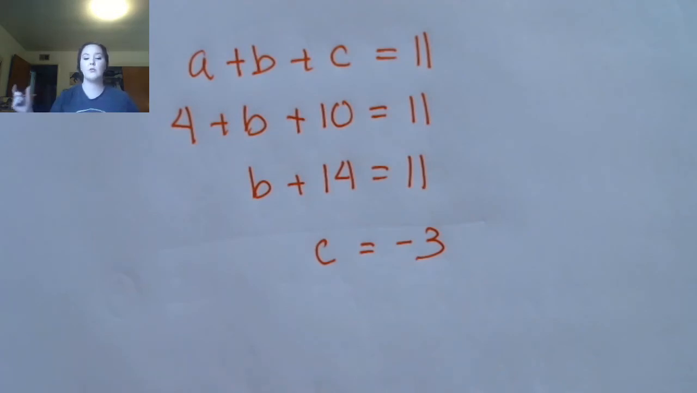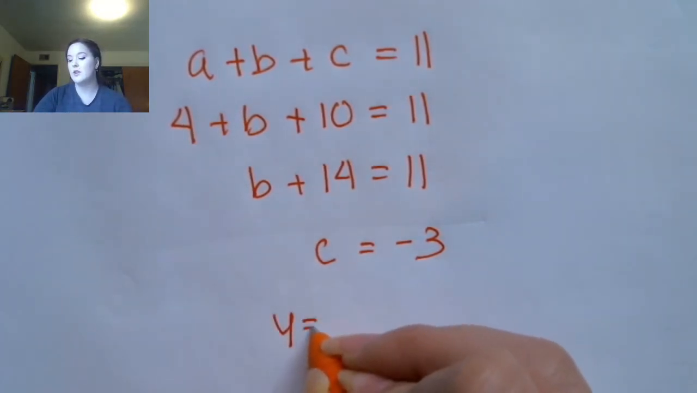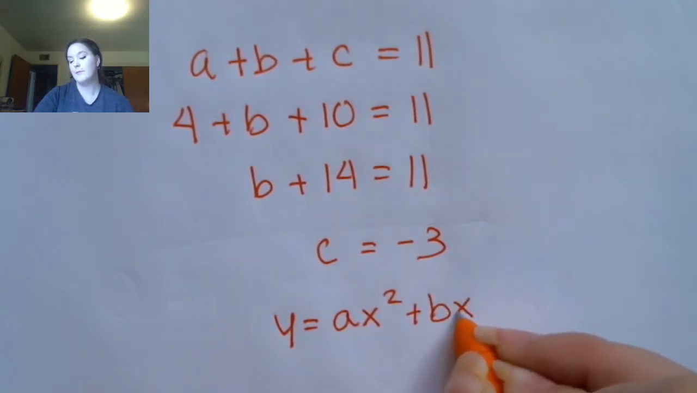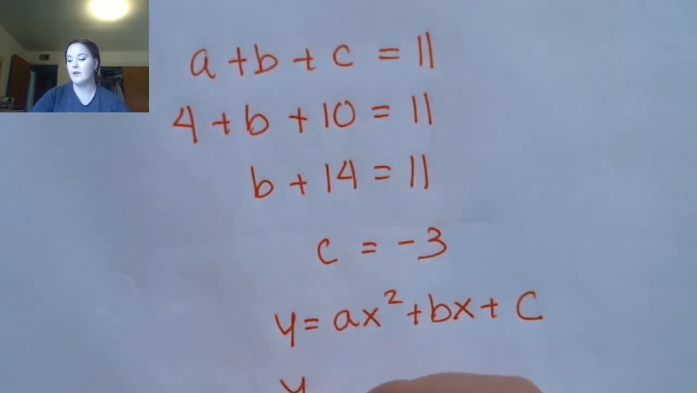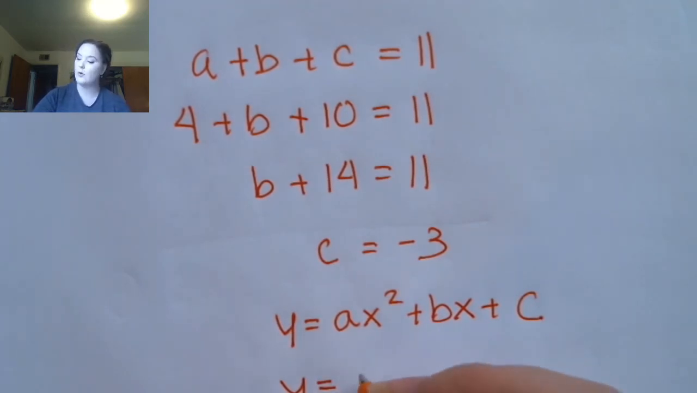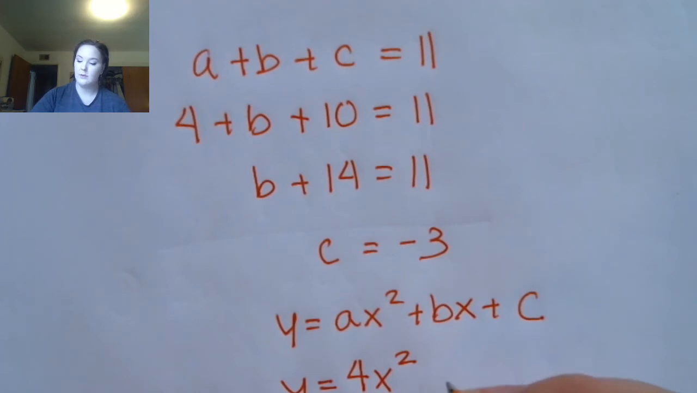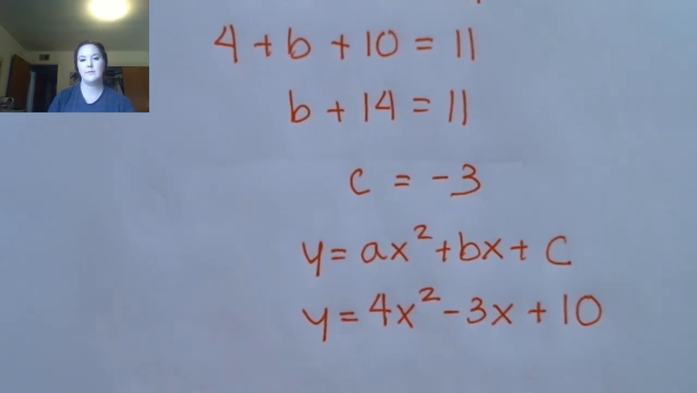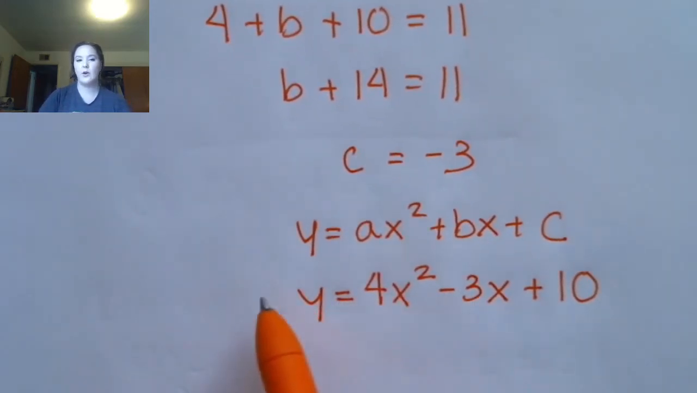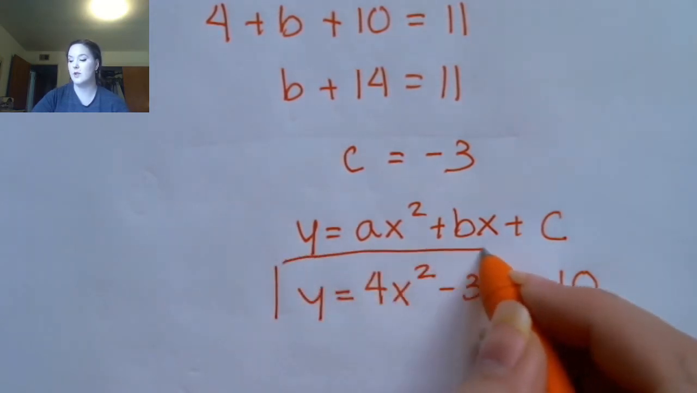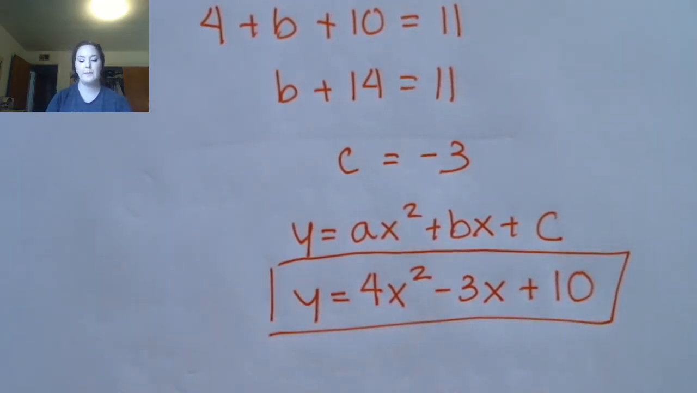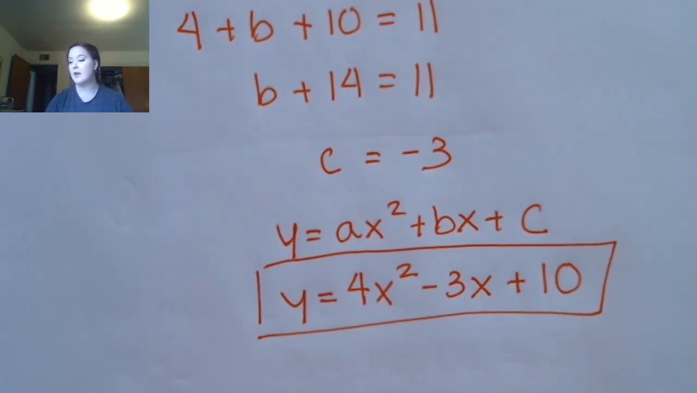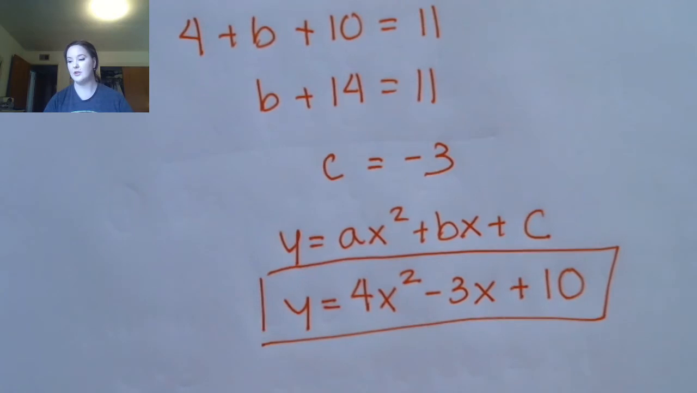Remember, you're not just solving randomly for a, b, and c. We were in this situation. Okay, so we're going to fill in our values for a, b, and c. Okay, so a was 4, b was -3, and c was 10. Okay, so this is the equation of the quadratic that goes through those 3 given points. Okay, so that is another application, by the way, of the Gaussian reduction method that we learned in the last chapter.